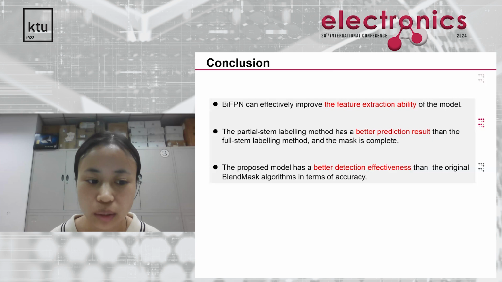Lastly, we present a brief summary of the conclusions derived from our research, highlighting the following 4 key points. BiFPN can effectively improve the feature extraction ability of the model. The partial stem labeling method has a better prediction result than the full stem labeling method, and the mask is complete. The proposed model has a better detection effectiveness than the original BlendMask algorithm in terms of accuracy.